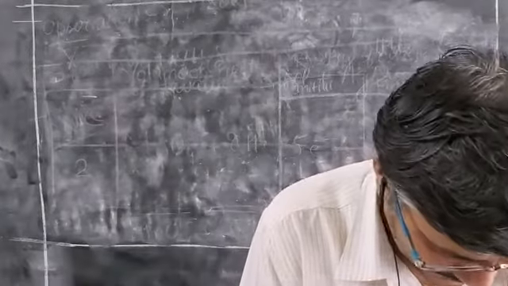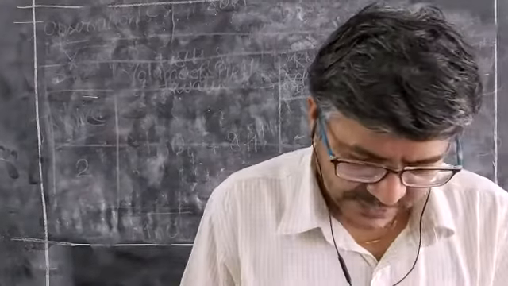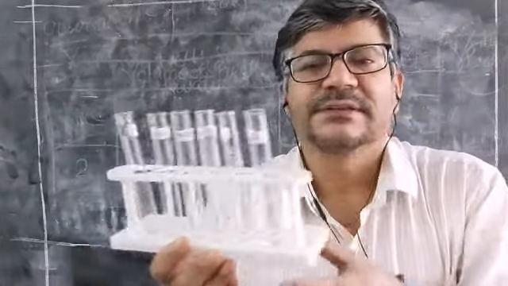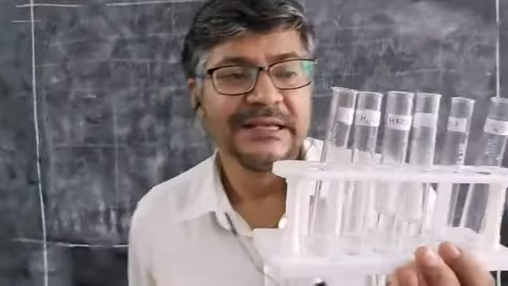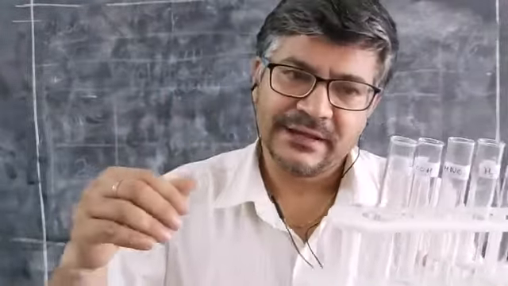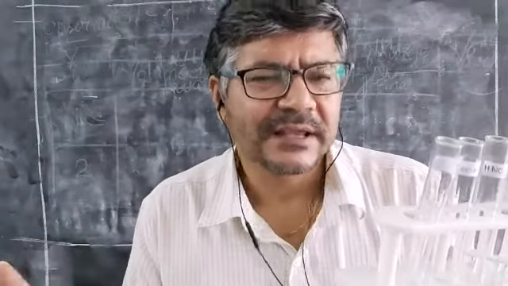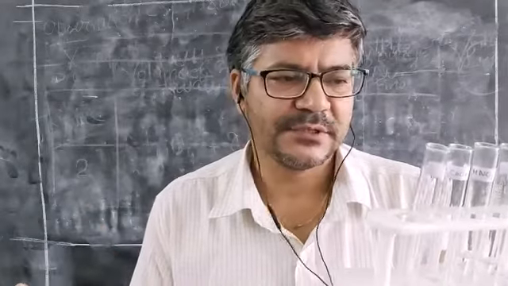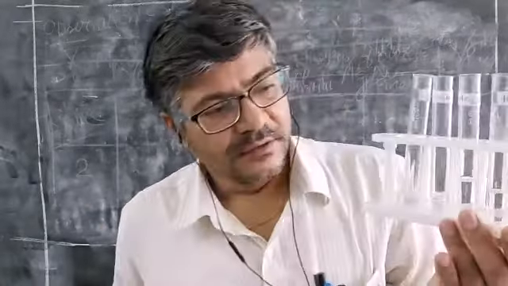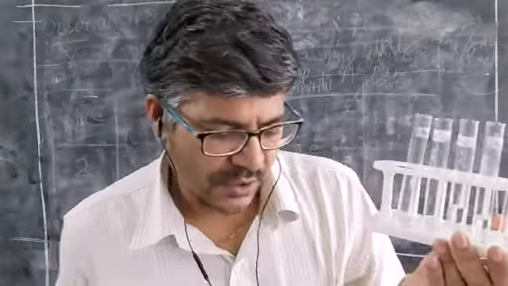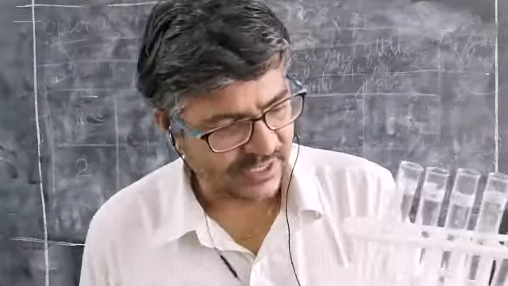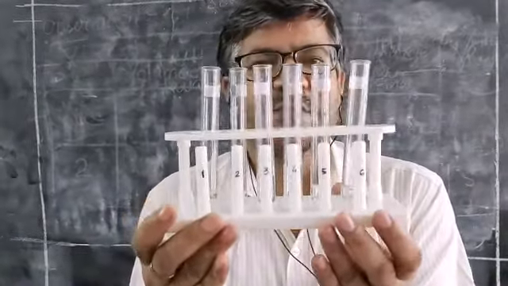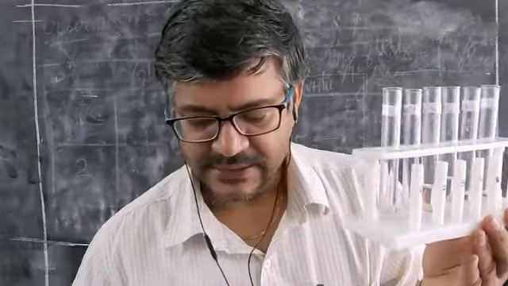Now it's time to check the pH of certain chemicals we are having with us. I have just collected 9 chemicals, and amongst these 9 there are acids and bases. They are together, but we are going to check the pH of these chemicals. I have marked these as 1, 2, 3, 4, 5, 6, 7, 8, and 9.